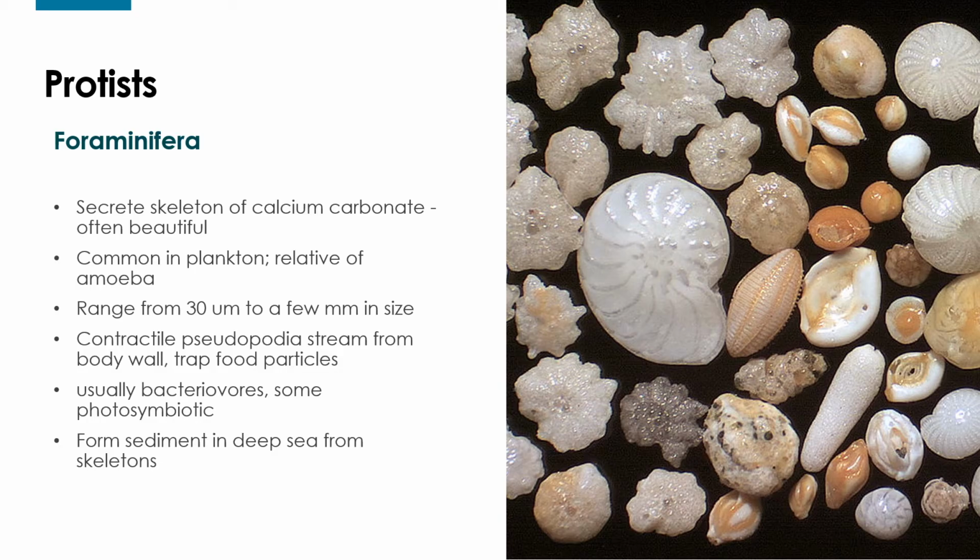They're a common type of plankton, excuse me, and a relative of the amoeba, and they can range from 30 micrometers to a few millimeters in size, so you can see some of them with the naked eye. And they have contractile pseudopodia that stream from their body wall, and that helps them to trap food particles. And so they're usually bacterivores, or sometimes they could be photosymbiotic. And so this is just another way that they're able to sustain themselves. And then they are able to form deep into the sediment, typically along the sea floor.